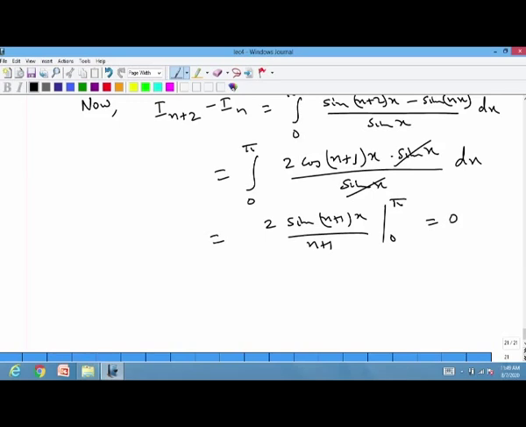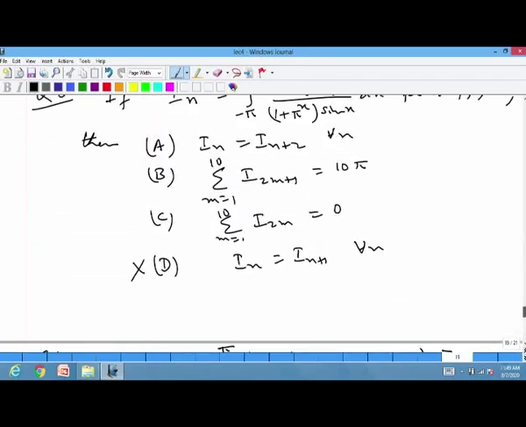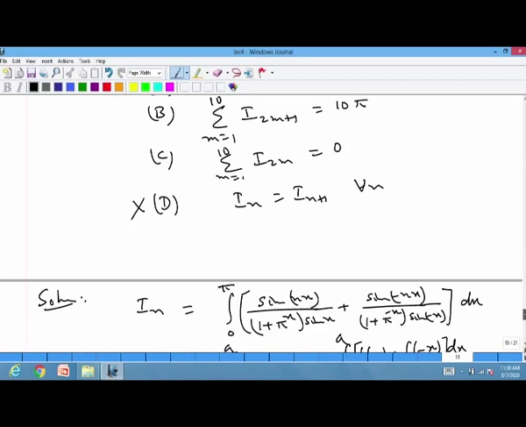which is equal to 0 because sine at any integer multiple of pi is 0. So, therefore, I n plus 2 is equal to I n for all n. So, that is option A is correct. Now, we also get B and C.